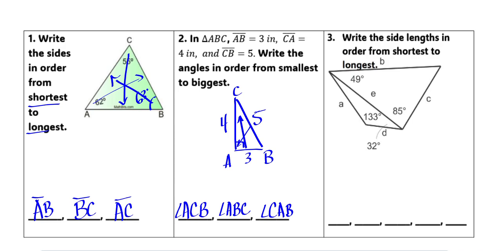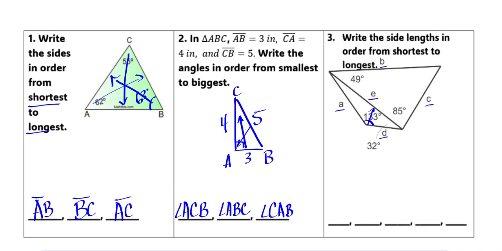All right, on the third one, we're writing these side lines in order from shortest to longest. We're going to write all 5 of these side lines, A, B, C, D, and E, in order from smallest to biggest. So let's just look at the triangle on the left side first. 133 degrees is measuring that angle. That means across from that has to be the biggest side in this triangle. So out of A, D, and E, side E has to be the longest. That's just dealing with that triangle.